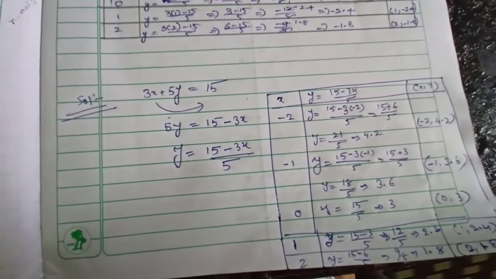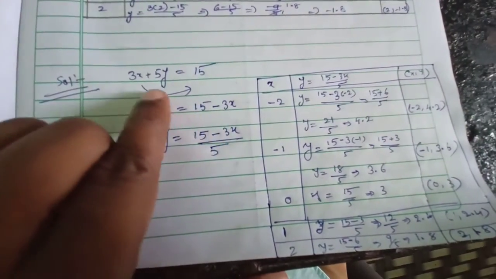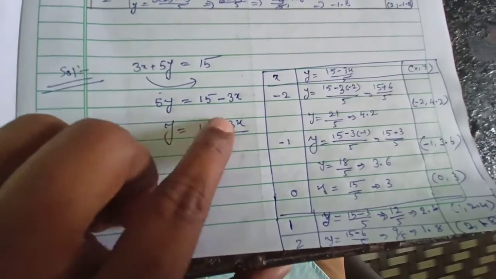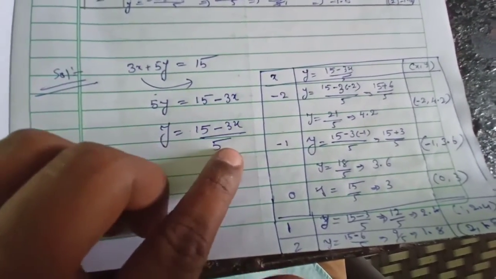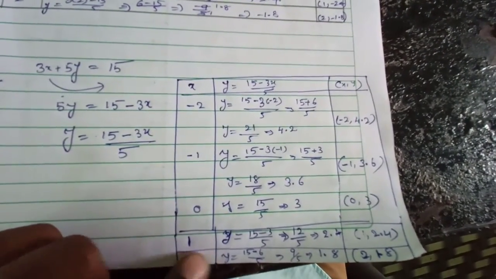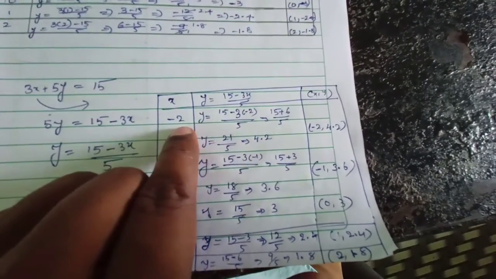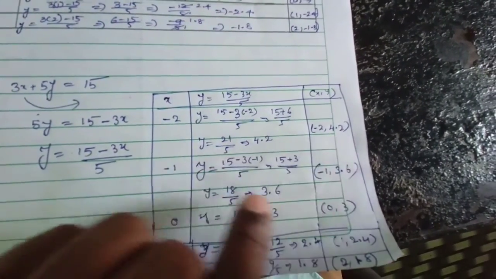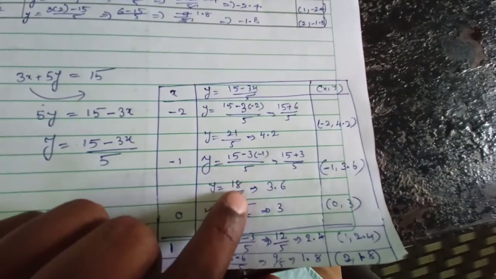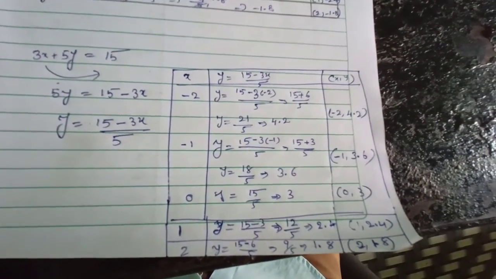Now this is the third question: 3x plus 5y equal to 15. Then this plus 3x we transfer this side, that becomes minus 3x. Then 5 also we transfer: y equal to 15 minus 3x by 5. So here we have to assume x values minus 2, minus 1, 0, 1, 2. Then the corresponding y values: when x is minus 2, y is 4.2. When x is minus 1, y is 3.6. When you do the solution, you will understand how we got it. Okay, then x is 0, y is 3.